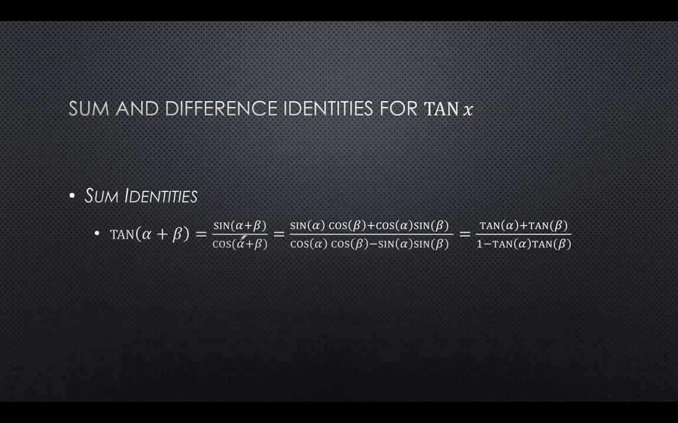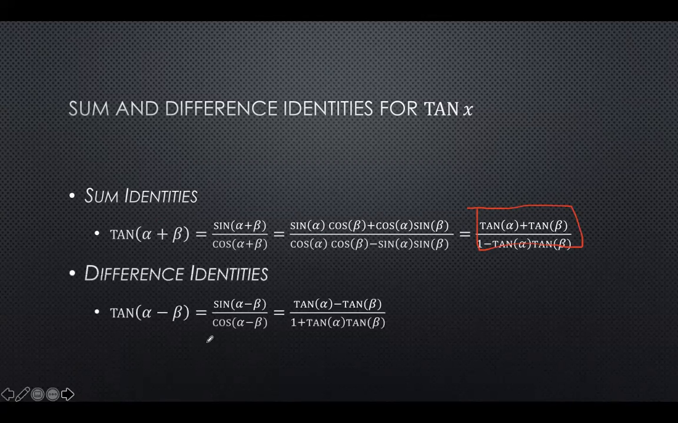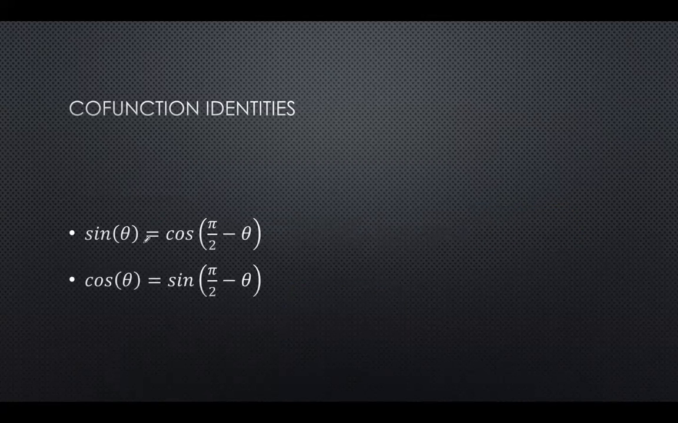And for tangent, basically you apply the sum identities for sine and cosine and simplify, and you get something like this. For difference, it's the same idea, but the simplification might be a little bit tricky. And lastly, we have the cofunction identities. Basically, you can write sine in terms of cosine, and cosine in terms of sine.